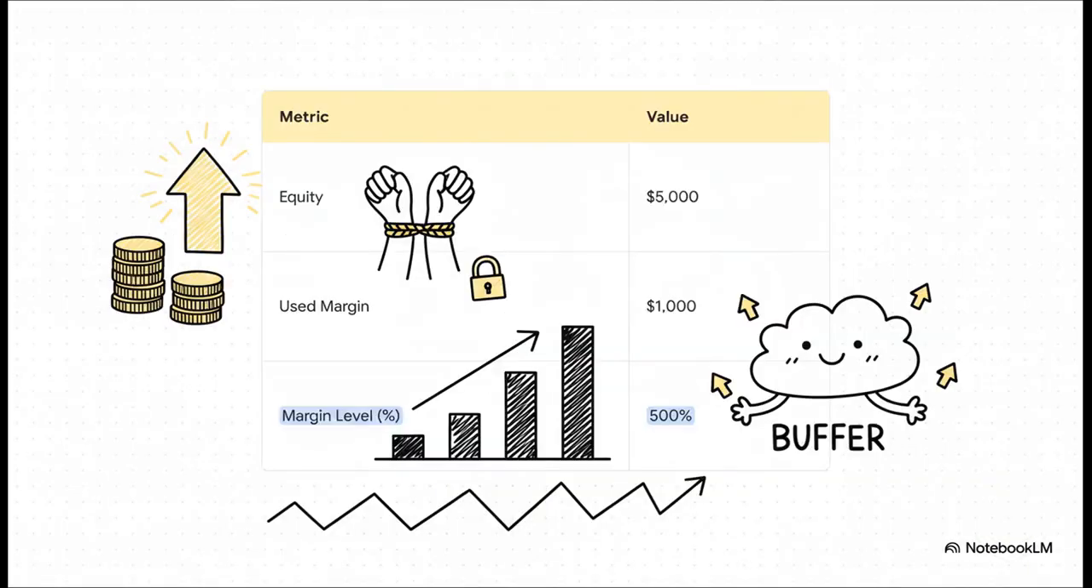Let's make that really simple. Say your equity, your real-time account value, is $5,000, and your used margin, the money that's locked up, is $1,000. Well, 5,000 divided by 1,000 is 5, so your margin level is a very healthy 500%. The higher this percentage, the more breathing room you have.